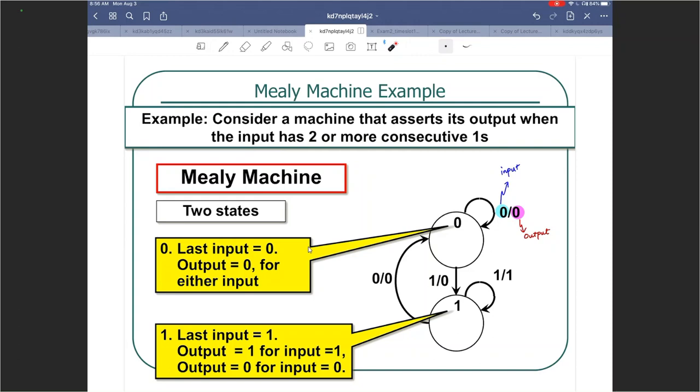So which is that, right? State 1 is last input was 1, and output will become a 1 for a new input of 1, which is like 2 consecutive 1s there. And output will become a 0 if your new input is a 0. You lost that sequence of 1s. Questions about Mealy and Moore for detecting two or more consecutive ones in an input bit stream.